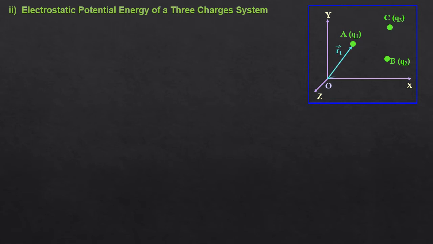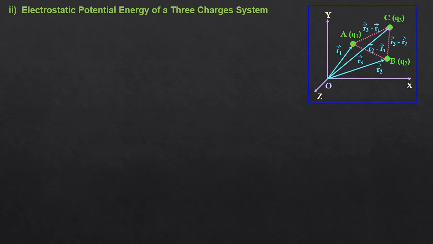So for that we will write the position vectors R1, R2, R3, and the difference vectors, that is displacement vectors R31, R21, R32, between the charges. Now we have to find out what is the potential energy of this three charge system. So there are three steps involved in order to configure this system.